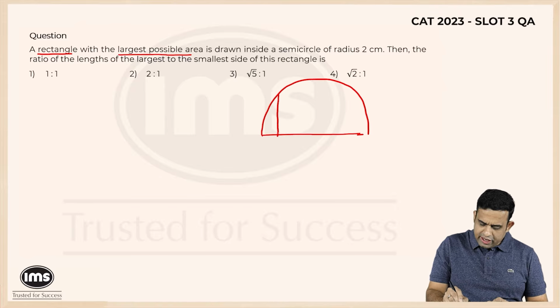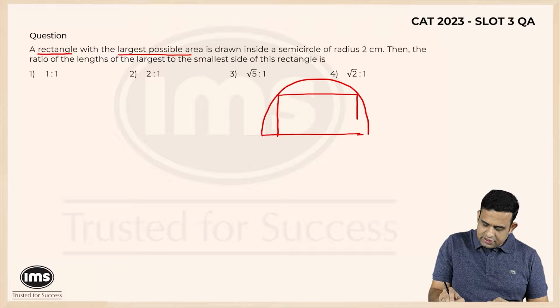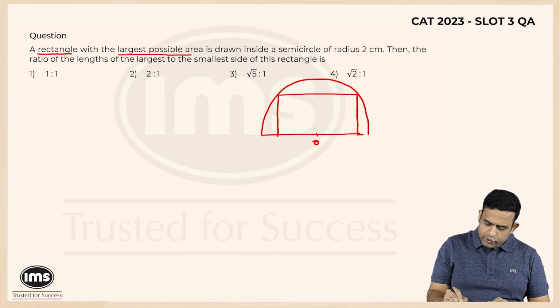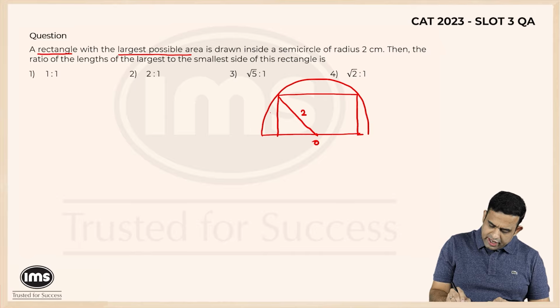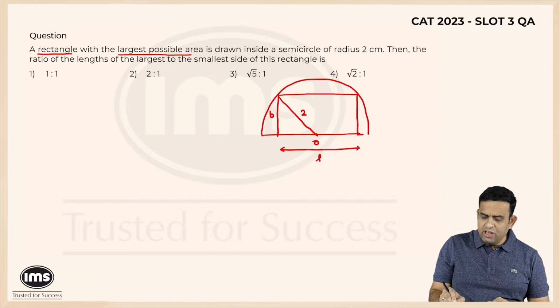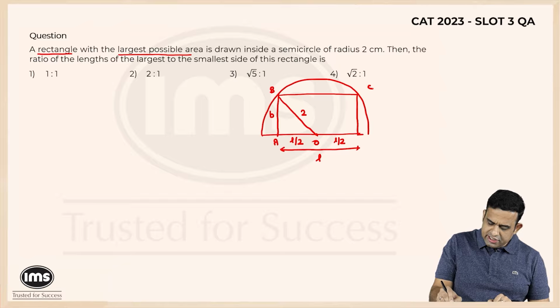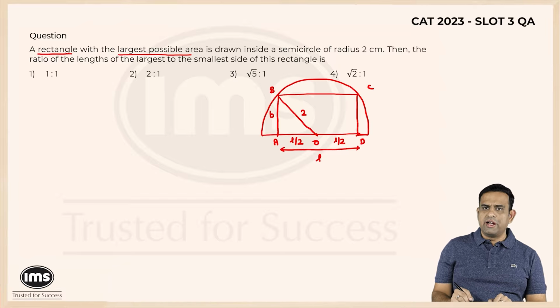Let's say we are talking about a rectangle like this. This is the center of the semicircle. Let's say radius is given to you as 2. If I call this particular part, let's say, B, and this is equal to L, you can also take 2L if you want to. In that particular case, this part will become L by 2. This part also becomes L by 2. If I call this A, B, C, D being my largest possible rectangle.